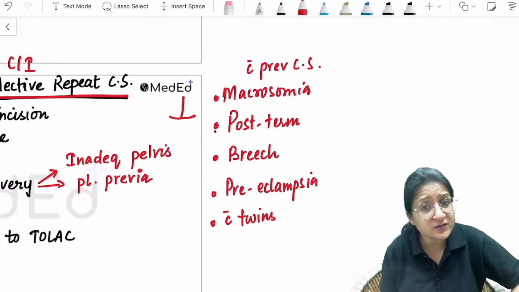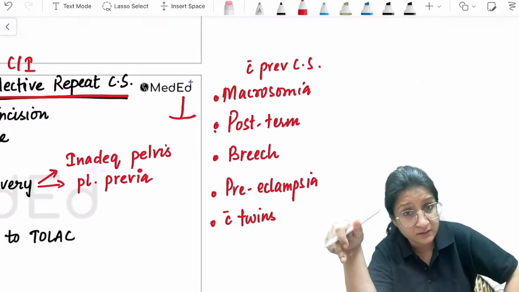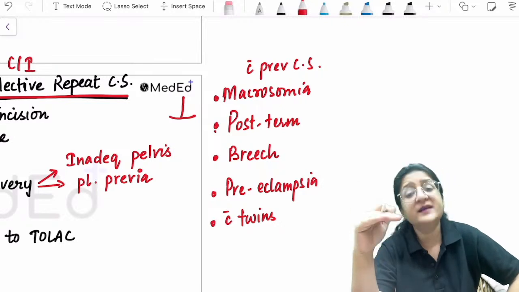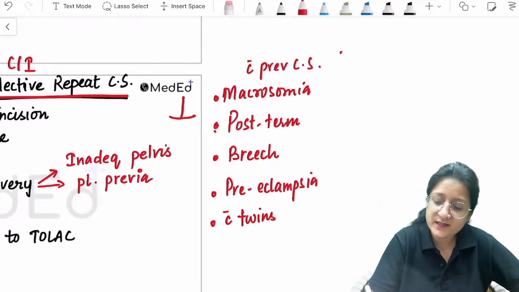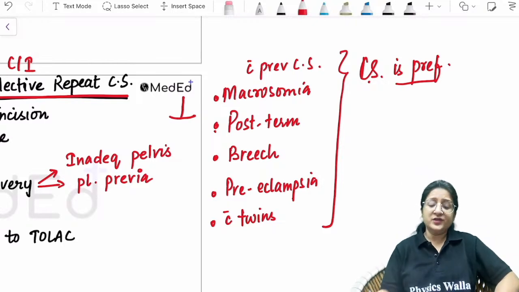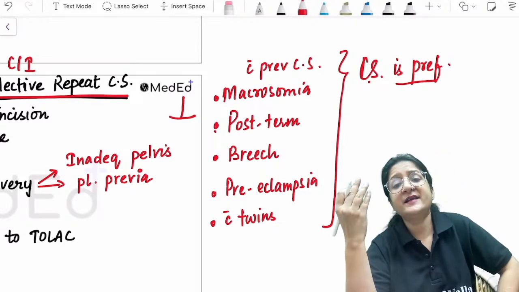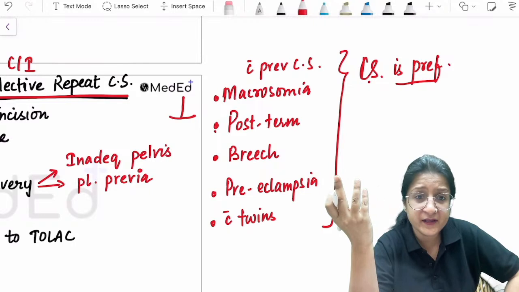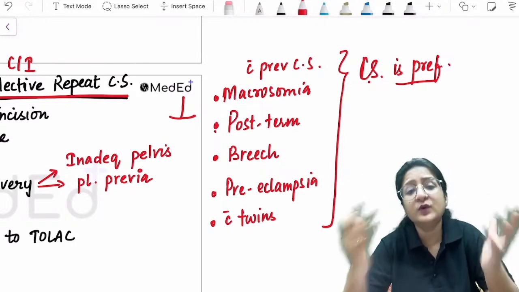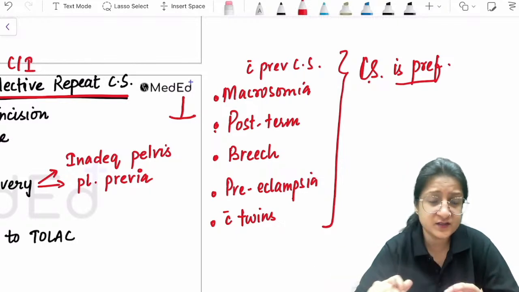Now these are situations where vaginal delivery can be done. Trial of labor after cesarean can be done, but we usually don't prefer it. So these are situations where cesarean section is preferable. So questions will be asked like this: where can vaginal delivery be done, or where can vaginal delivery absolutely not be done in these situations, right?